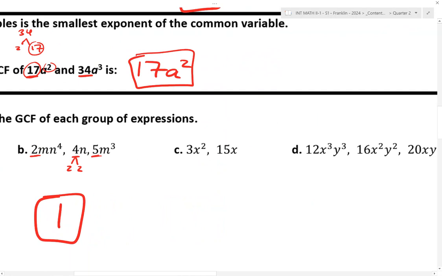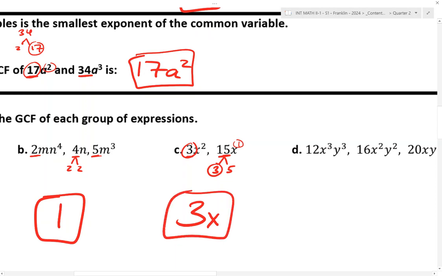All right, example C. Let's look at the coefficients, 3 and 15. Well, again, I know 3 goes into 15 because 15 is 3 times 5. So 3 is the GCF here. Now both of these terms have an x, and the smallest exponent present is 1, so that's the exponent I use in my GCF. So 3x is the GCF here, or 3x to the first if you want to put that.